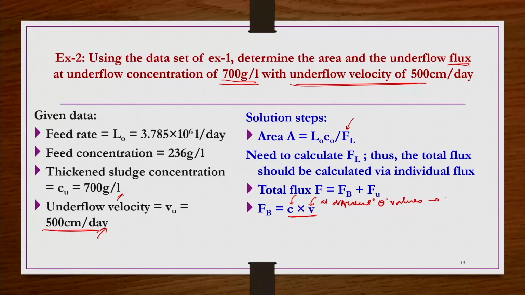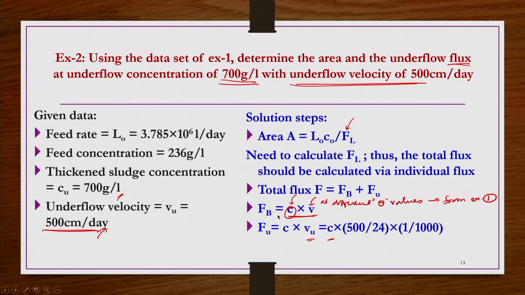We have already done this in the previous example problem 1. From there we can get FU, which is nothing but the multiplication of the C and V columns, whatever C and V information we got as the solution of the previous problem. And FU is nothing but C into VU. It is not CU into VU, it is C into VU. At different times, that C we have already got in the previous problem. So if you multiply that C by V, then you will get FU.